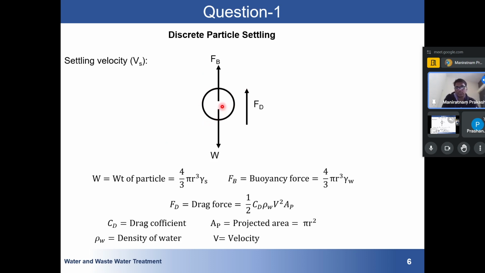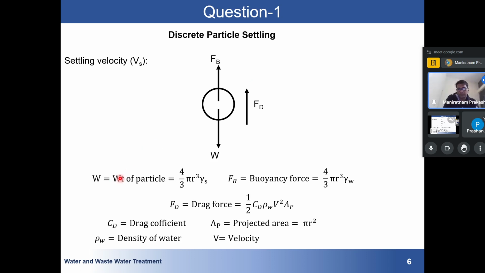Okay, so in discrete particle settling, for the derivation, the particle will settle with some kind of velocity. As soon as the particle goes into the primary sedimentation tank or grit chamber, it will start settling. The velocity which it attains is known as the settling velocity. Our main target is to find the settling velocity. So consider this solid. On this solid, there will be three kinds of force. The first force will be its own weight. The second force will be the buoyancy force, and the third force will be the drag force on the surface of the particle.